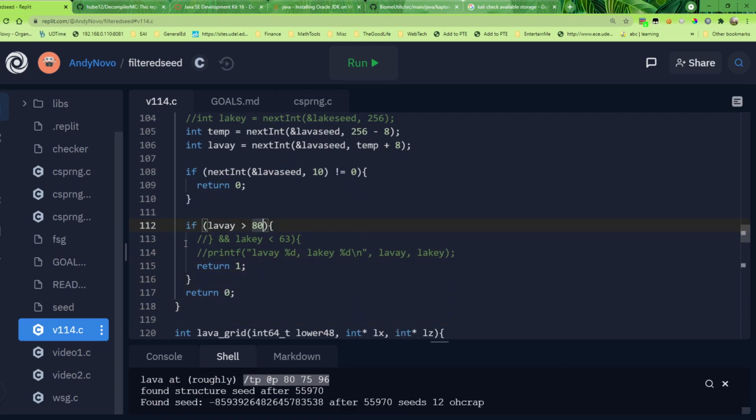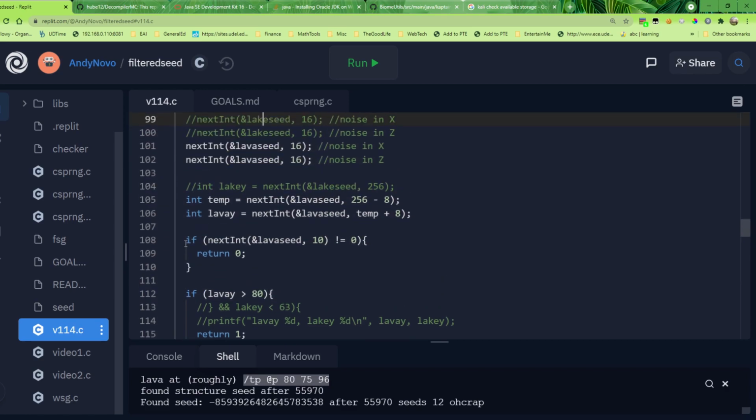All right, so then the lava height, and I'm pretty sure it's lava X, lava Z, then lava, then this other random one, then finally lava E, which doesn't flow off the tongue as nice as Lakey. Oh yeah, and this is that weird tempy thing.